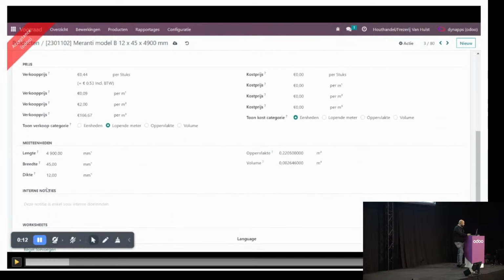We scroll a bit down and you basically see already the developments, the customizations that we have built in. From the sales and also from a purchase side, we have now entered here multiple units of measure.